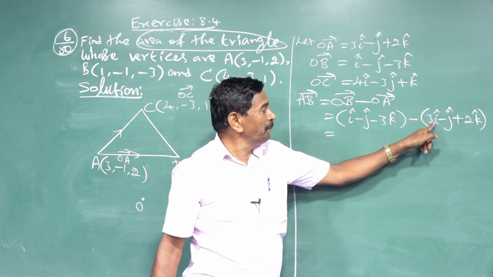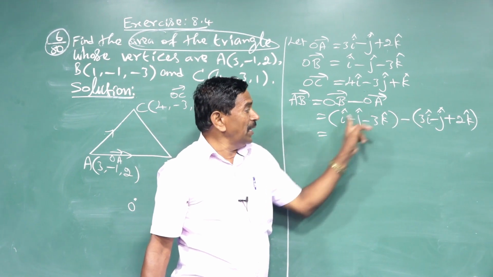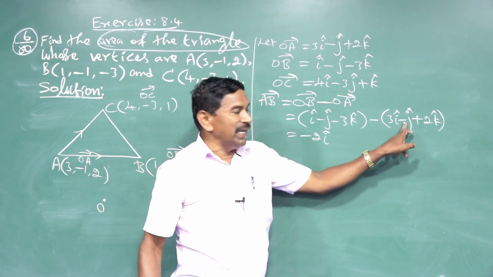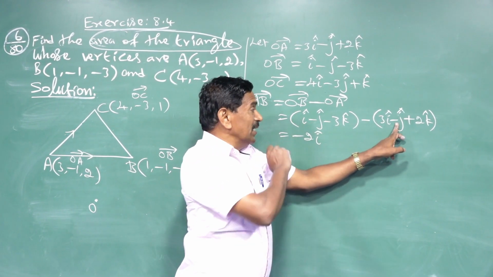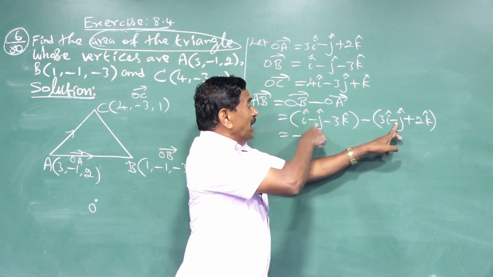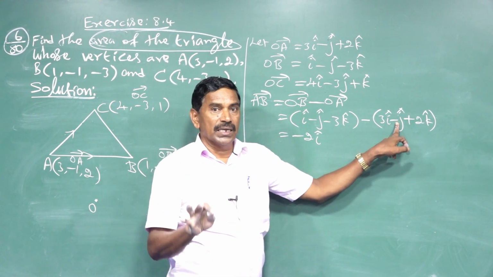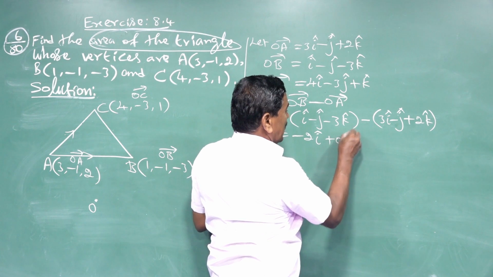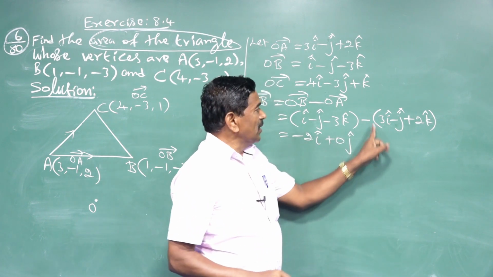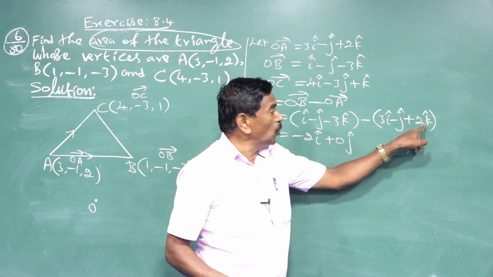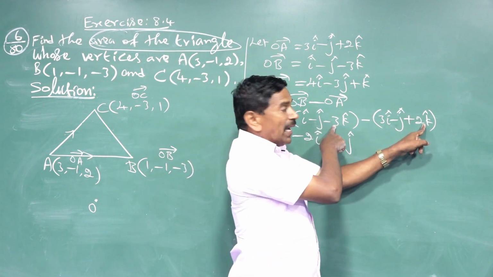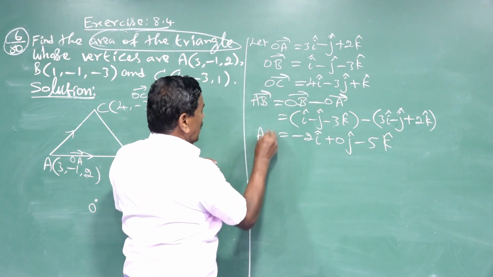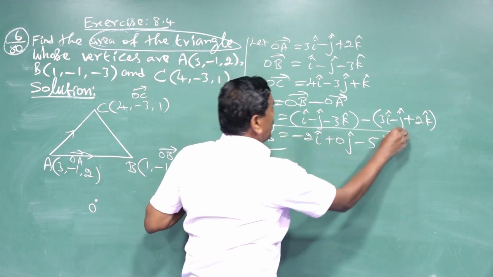So minus 3i plus i, which is equal to minus 2i cap. Minus into minus is plus j, here minus j. Remember, plus j minus j cancel. So j cancels, that means 0 j cap. Next, minus is going to multiply inside: minus 2k cap minus 3k cap, totally minus 5k cap, which is AB vector. Okay, AB vector is ready.